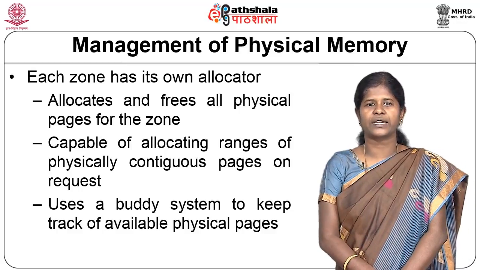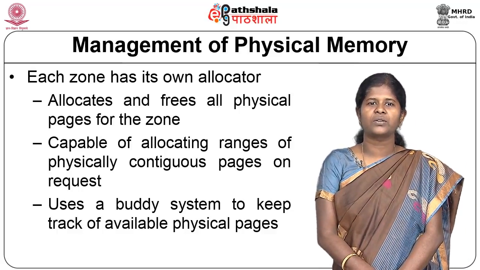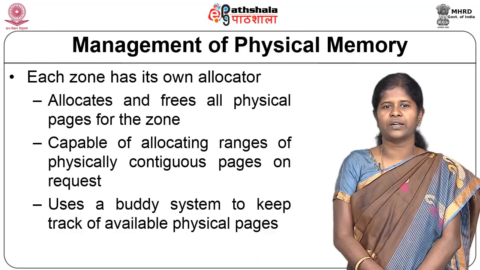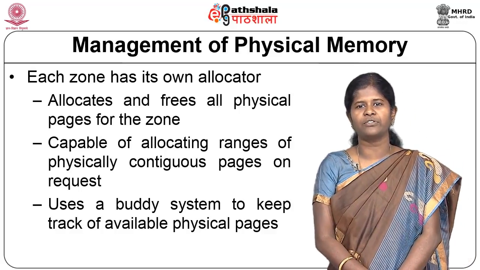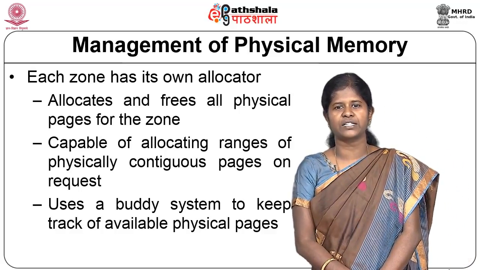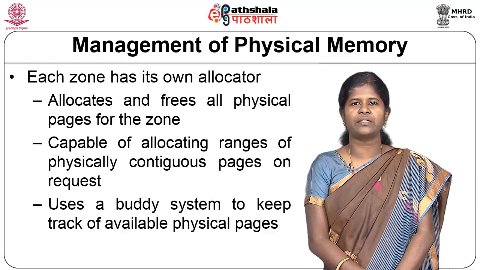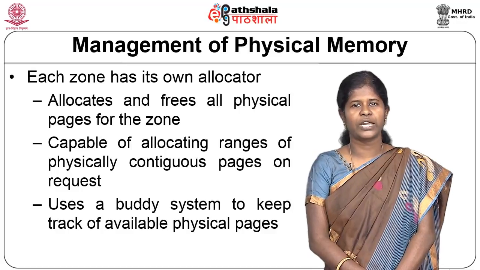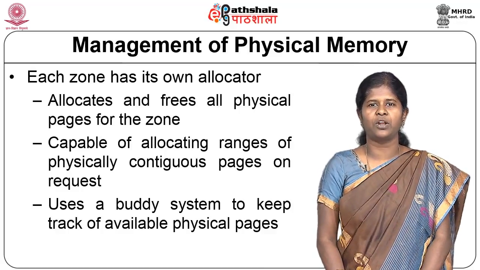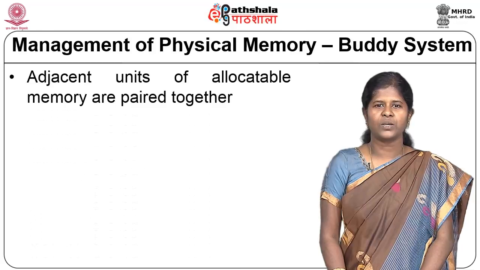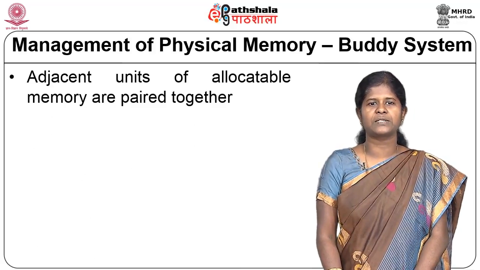So, what does the page allocator do? It will allocate and free the physical pages for that particular zone. So, it is capable of allocating ranges of physically contiguous pages when there is a request, and this uses a method called the buddy system to keep track of the available or the free physical pages. So, we will now see what this buddy system is.